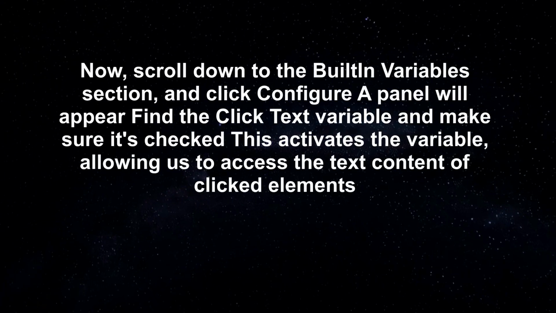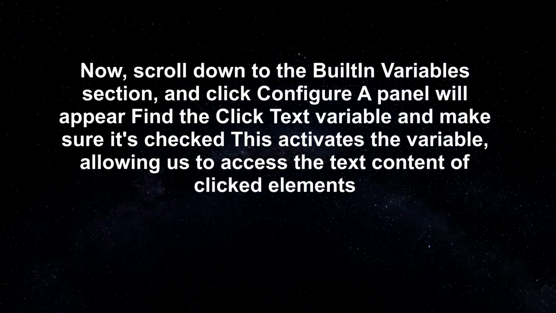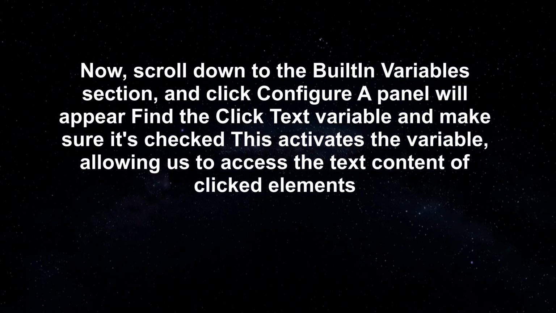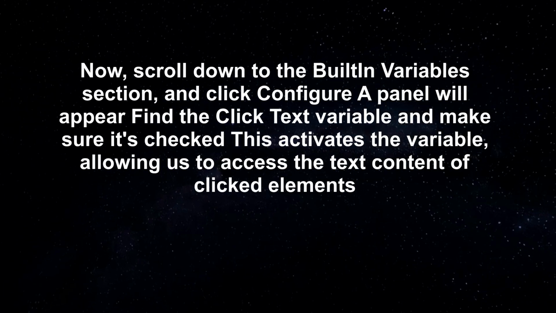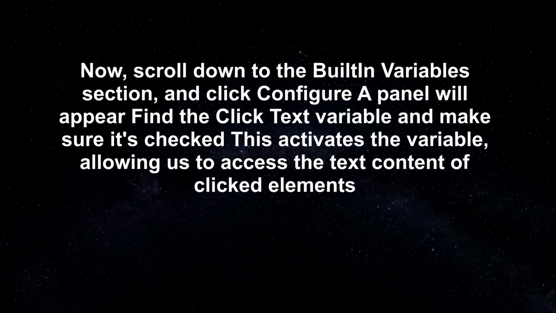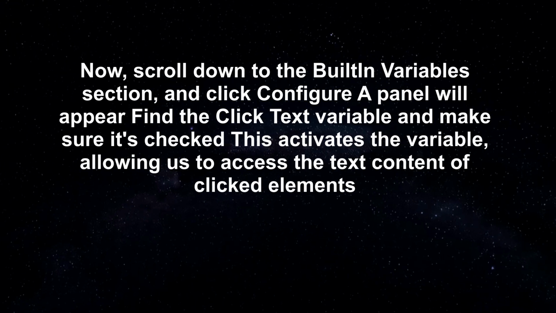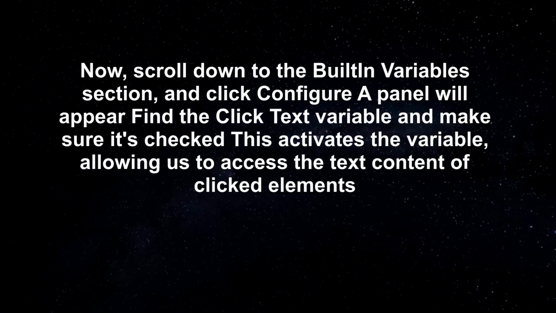Now scroll down to the built-in variables section and click Configure. A panel will appear. Find the click text variable and make sure it's checked. This activates the variable, allowing us to access the text content of clicked elements.